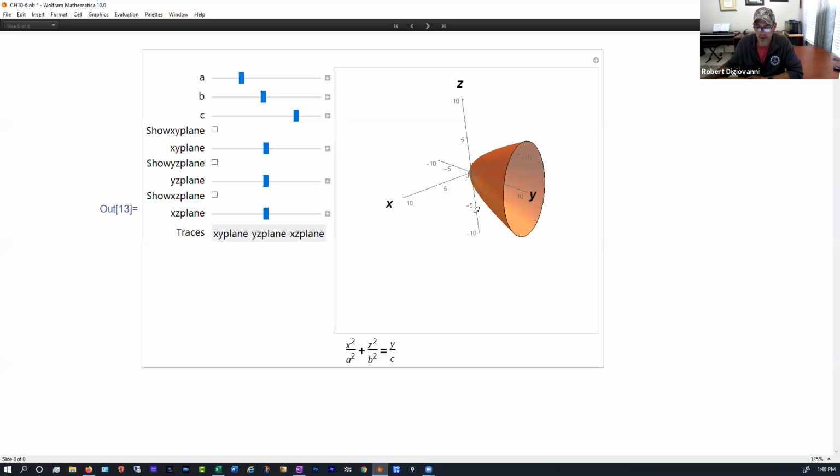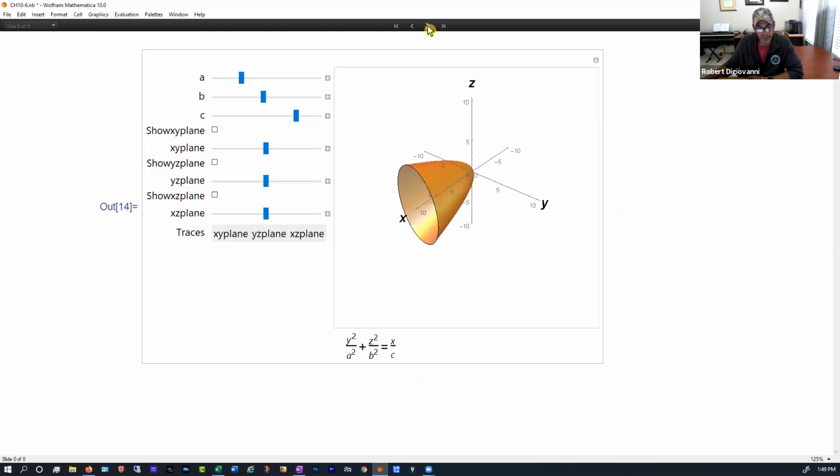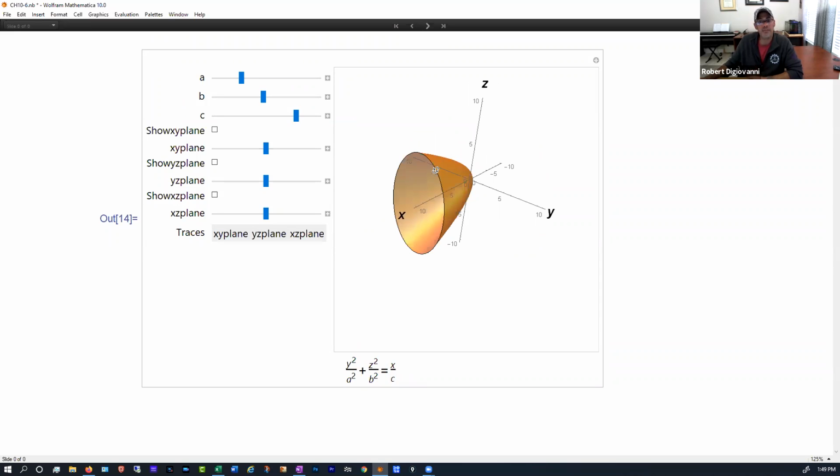Here it is. Here's an elliptic paraboloid. X squared over A squared plus Z squared over B squared equals Y over C. See, the Y is not squared, and so the bowl goes out the Y axis. And then we could have the same thing, Y squared over A squared plus Z squared over B squared equals X over a constant. Here, X is the one that's not squared, so the bowl is going to come out the X axis.